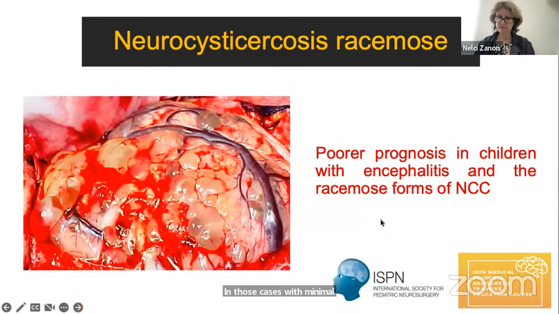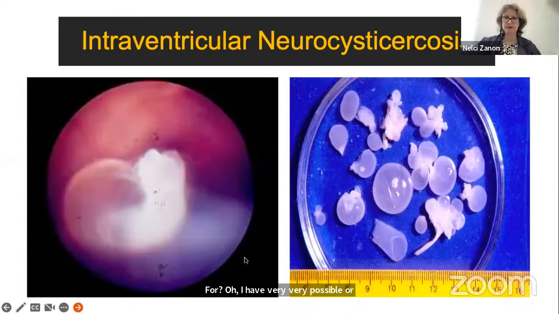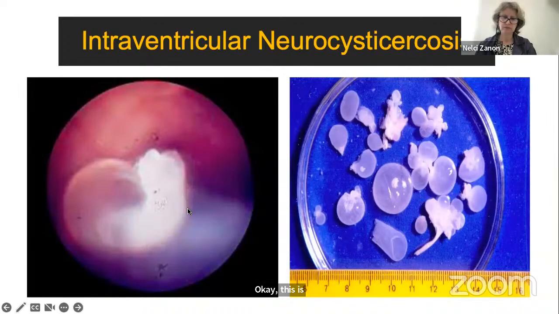The most devastating cases are related to encephalitis and the racemose forms of cysticercosis, and have a very bad prognosis for children and young adults with extensive lesions. This is another case of intraventricular cysticercosis, and we use endoscopy to remove the cyst.